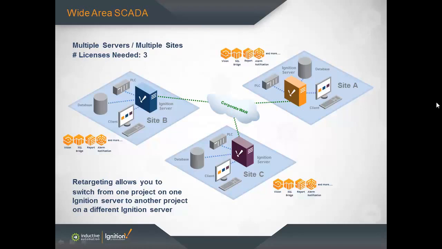So in a sense, you can have a map with stars on each of the locations. You can click on the star and you can actually retarget to the project at that location. So to an operator, it looks like it's one big application, even though it's distributed across 3 different Ignition servers. So if you have multiple locations and you want to do this approach, it's very simple and there's not a whole lot you have to do to set it up.